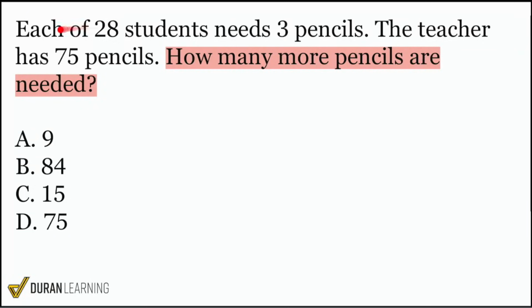What information are we given? What do we have? So over here it says, each of 28 students needs 3 pencils. The teacher has 75 pencils. Okay, so think about that. We have 75 pencils. Let's write that down right over here. We have 75. And then how many do we need? Well, what we need is laid out right here. What we need is 3 pencils each for 28 students.